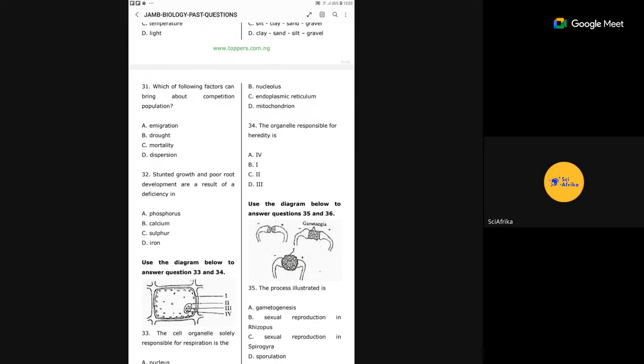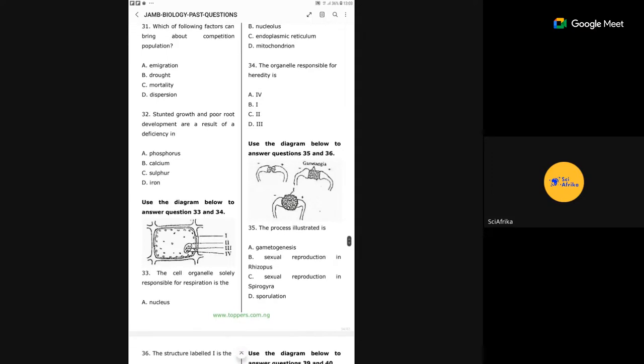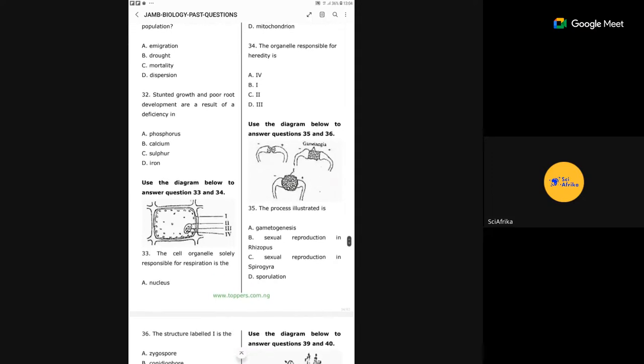The next one is number 33. Let's use this diagram to answer the questions that follow. The diagram we have is that of a plant cell. Looking at it, it has a cell wall, it has a cell membrane, it has a cytoplasm. So this is a typical plant cell.